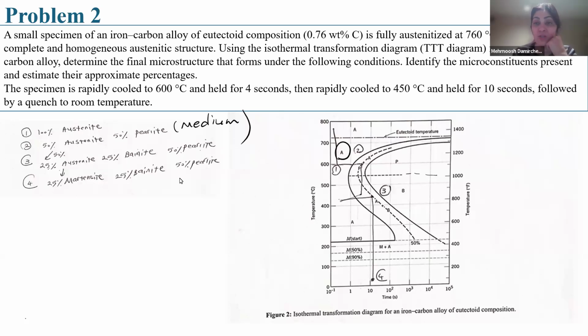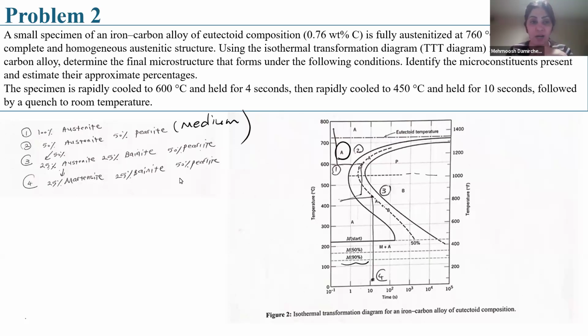After that, quenching to room temperature, you see that we reach 4. When we reach 4, only austenite has the potential to convert to other phases. So 100% of 25%. Why 100%? Because we are below Mf, so 100% of the austenite converts to martensite. Austenite at 3 was 25%, and 100% of 25 is again 25. So 25% martensite, 25% bainite, and 50% pearlite.